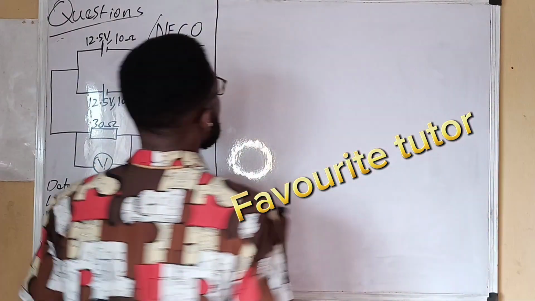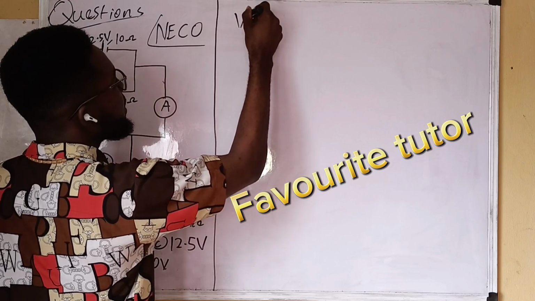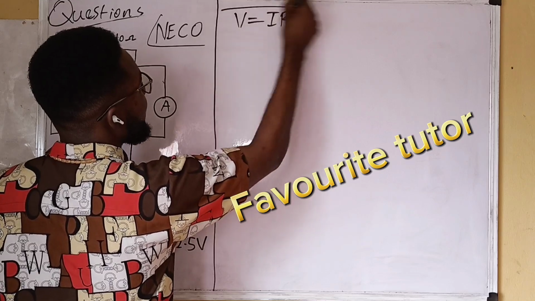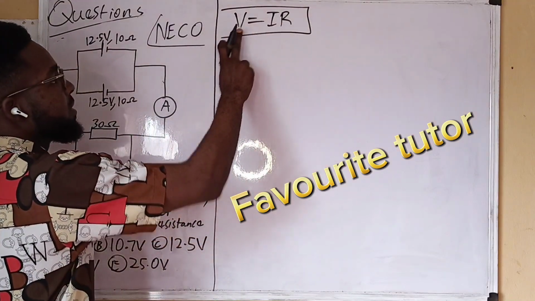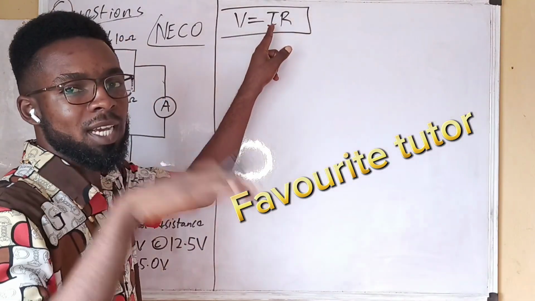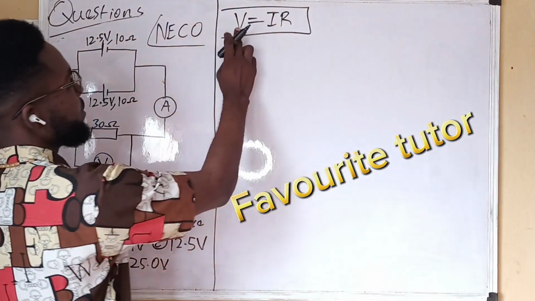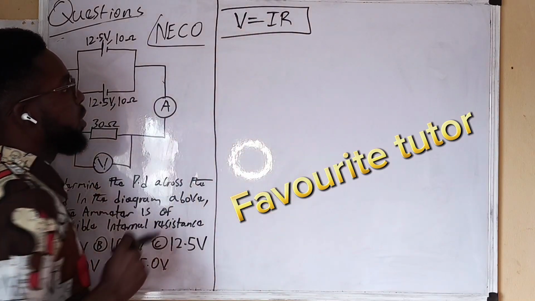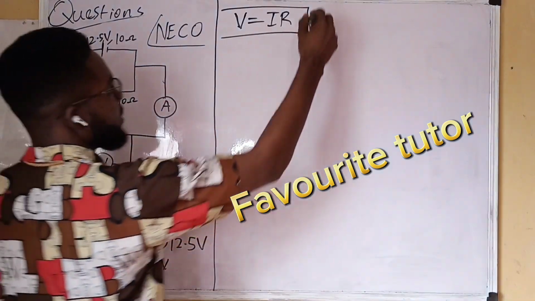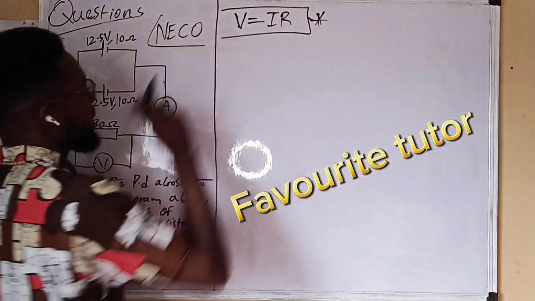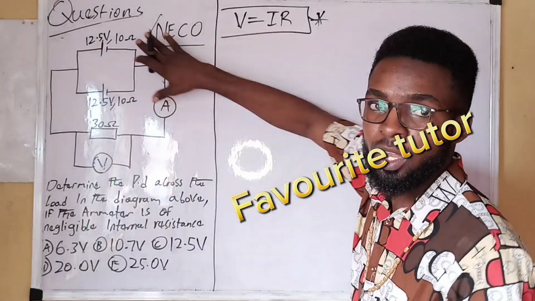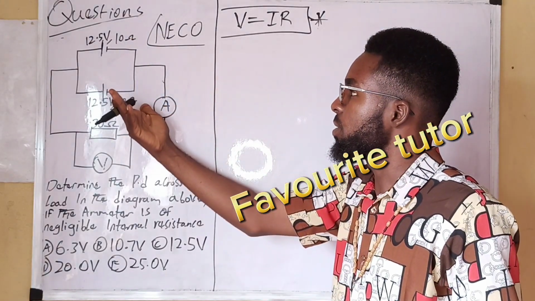So, according to Ohm's law, V, potential difference, is equal to what? IR. That means the current flowing through a metallic conductor is directly proportional to the potential difference, according to Ohm's law. Now, this is our equation to get the potential difference. But if we look at this circuit, we can easily simplify it.